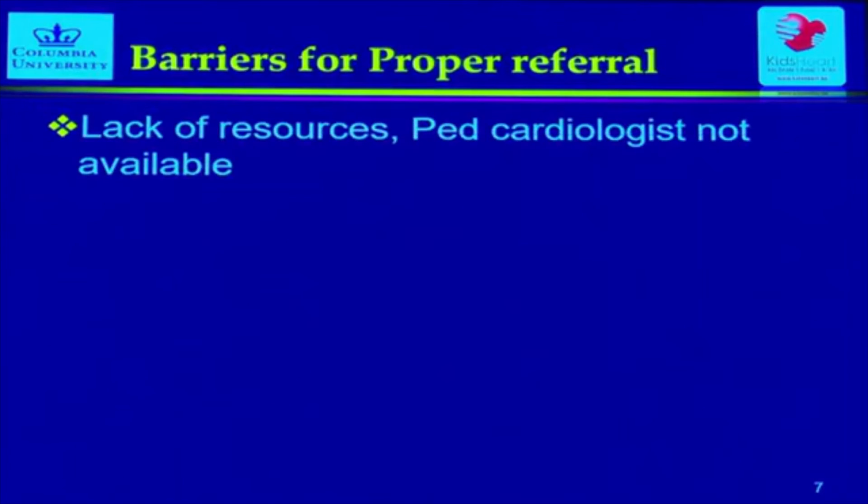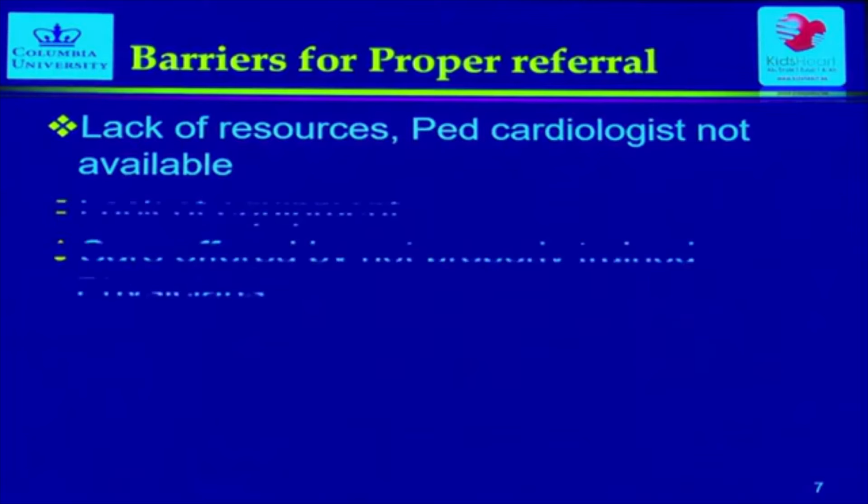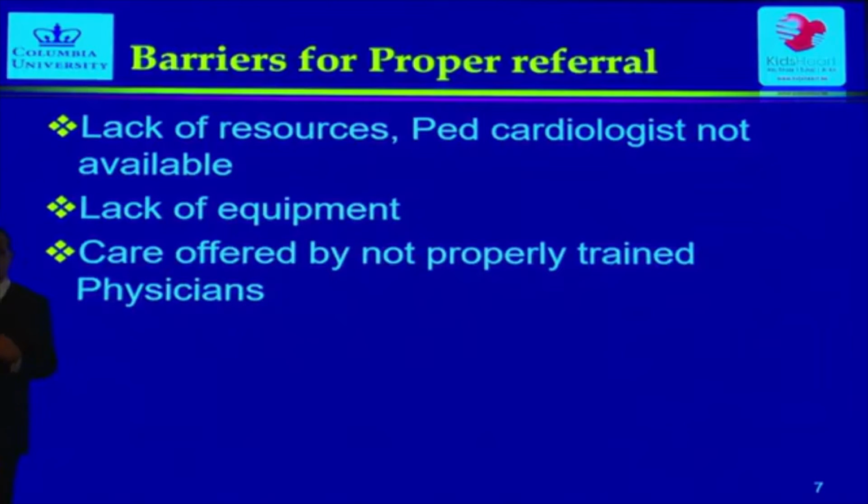So what are the barriers? Actually it's not only for pediatric cardiologists, probably for everything else. So lack of resources, pediatric cardiologist not available, this is a major problem. Lack of equipment: we have a pediatric cardiologist, but maybe he doesn't have a cath lab, maybe there is no good echo and so on.